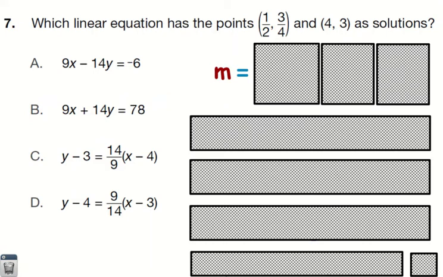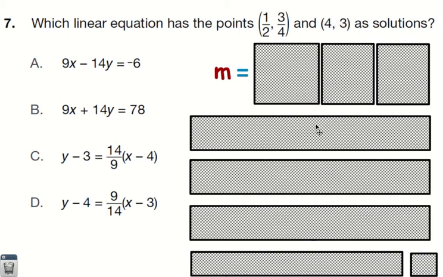Which linear equation has the points 1/2, 3/4, and 4, 3 as solutions? Remember, the word solutions means that this would be an x and this would be a y, and this would be an x and this would be a y, and both of these xy combos would plug into the correct equation to make that equation true. Okay, so that's one way to do it. It's not a lot of fun to plug 1/2 in for x and 3/4 in for y and see if it's true. But then you would also have to plug in 4 for x and 3 for y.